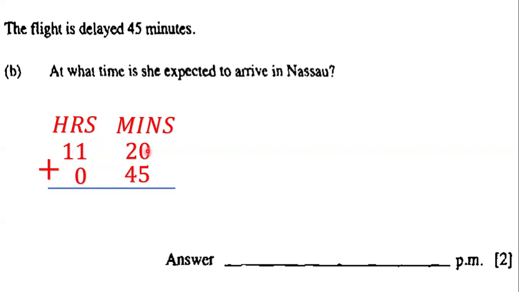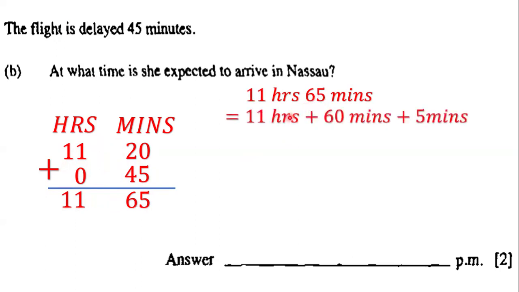And so we have 0 plus 5, which is 5. Then we have 2 plus 4, which is 6. Then we have 11 plus 0, which is 11. And so what we have here is 11 65. We know that 1 hour is 60 minutes. We're going to take 65 minutes and express it as 60 plus 5. So it's going to be 11 hours plus 60 minutes plus 5 minutes.